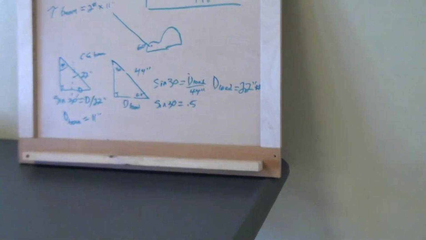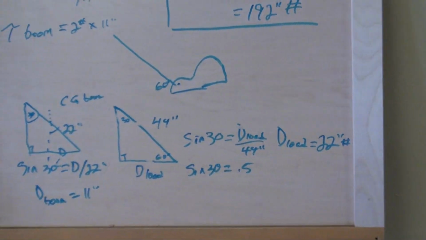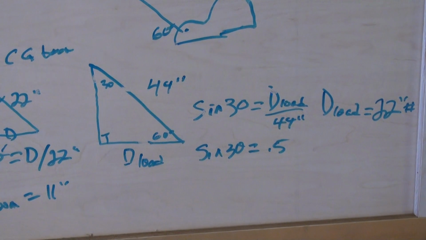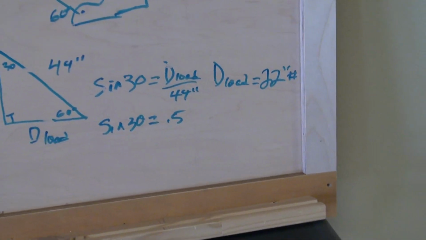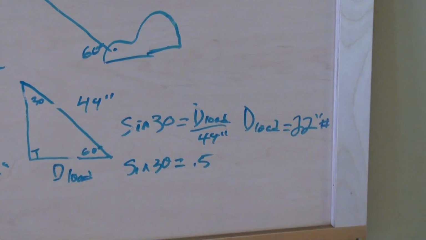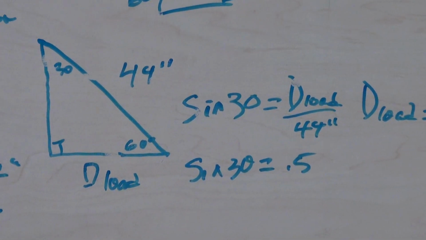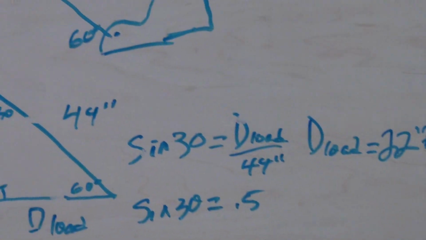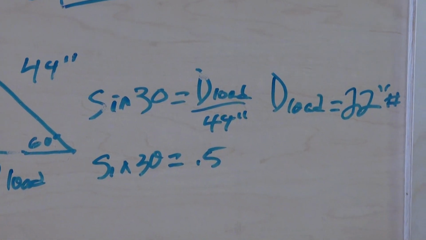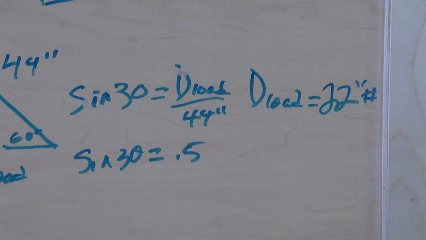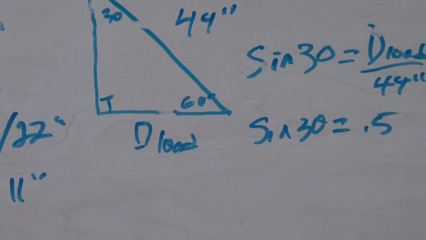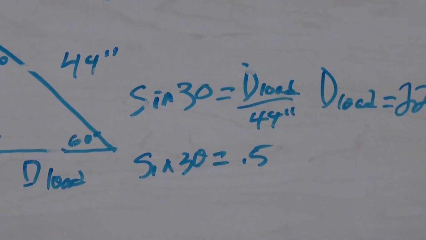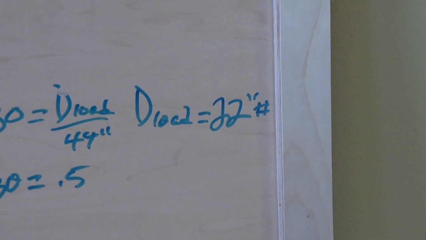And it's all in a right triangle. The boom is at a 60-degree angle, and the hypotenuse is 44 inches. So we can use a little bit of trigonometry to find the distance from the center of gravity of the load to the pivot point. Over here we could use the sine of 30 is equal to the distance opposite the load over the hypotenuse, right? Which is sine of 30 equals distance of the load over 44. We could multiply both sides by 44, and we'd get that the distance is 22 inches.